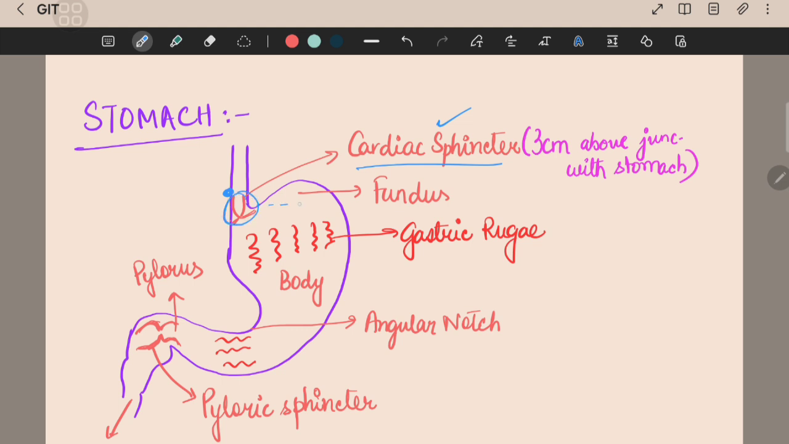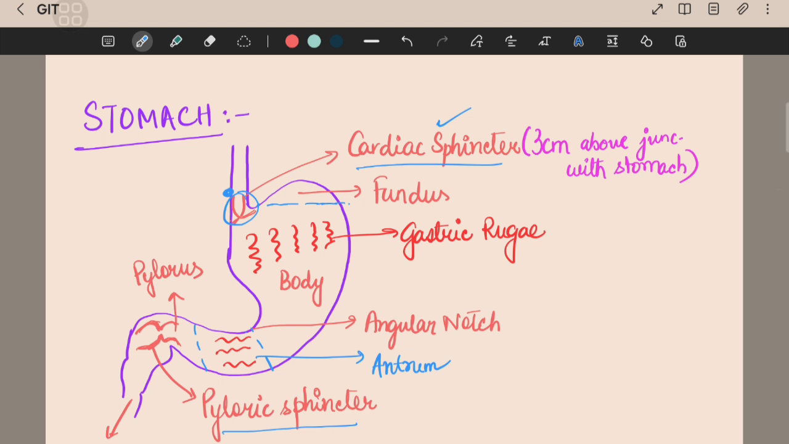This portion of the stomach, we already know, is basically the fundus, where fundic gas is stored. And then the main region is the body, and in the lower portion this is basically the angular notch. Here actually we find the presence of the antrum. Then we have the pylorus, which is guarded by the pyloric sphincter. So these sphincters are basically circular muscles which are covering that opening.